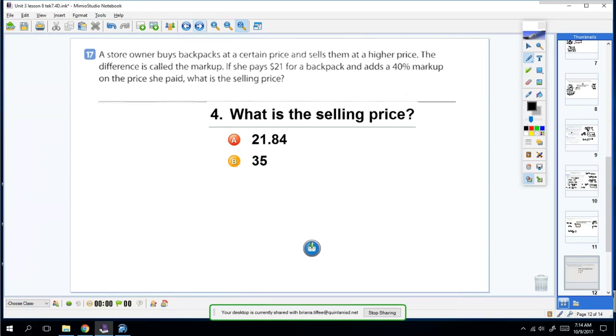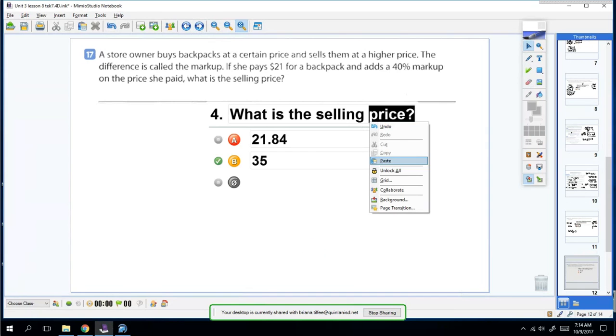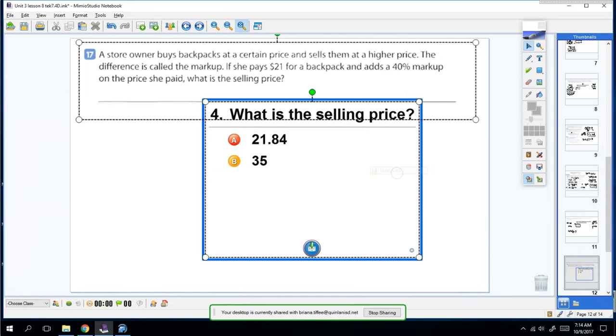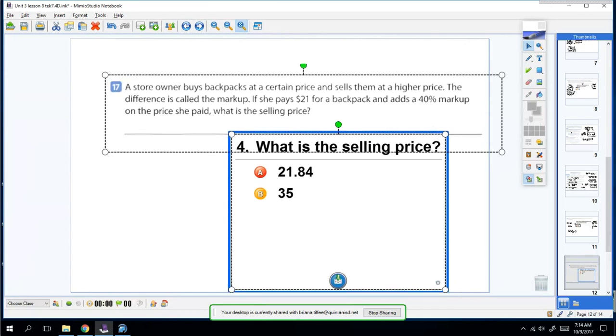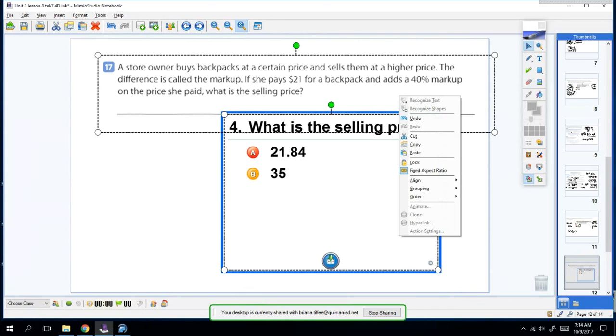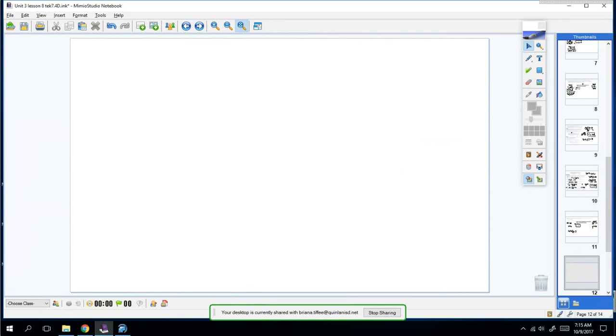So, I actually think I read this question wrong, and I have to actually undo it. So we'll put this off to the side. If I can actually just cut that.